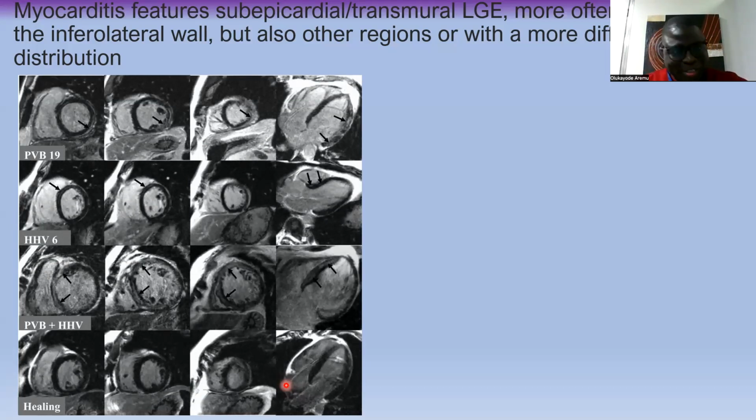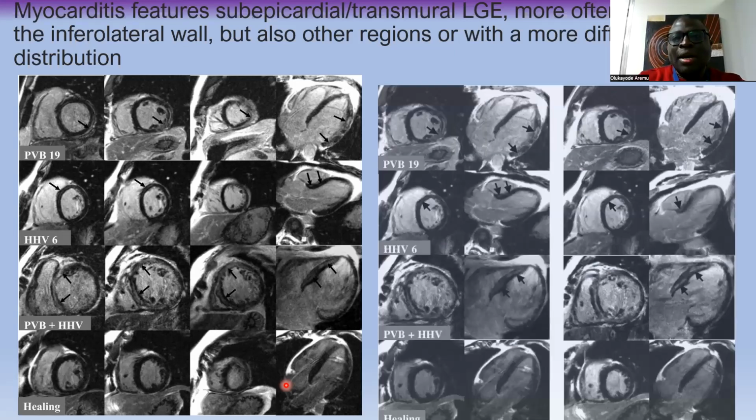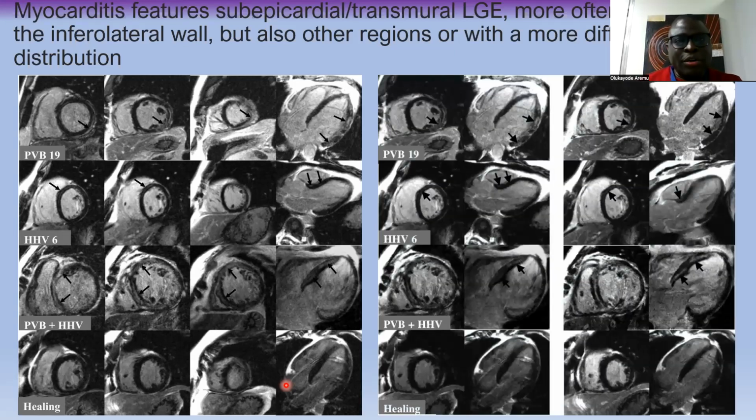These are some images. Short axis images, long axis images, and then we have another panel here. But let me just give you a brief overview of it. So the panel up here, the PVB19, is parvovirus. So remember that myocarditis is an inflammatory disease of the myocardium.